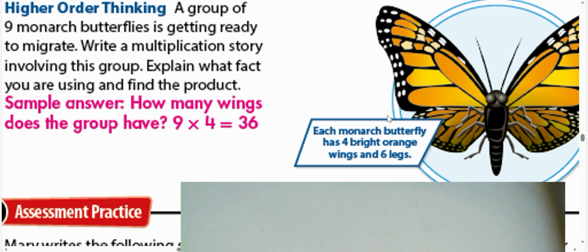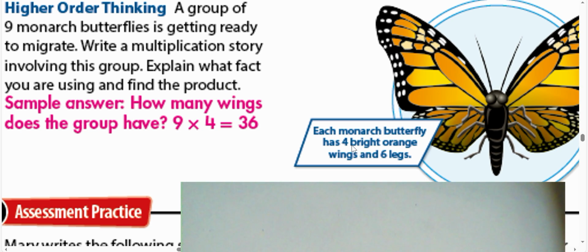Simple answer. How many wings here? We can write 9 times 4 equals 36. How many wings does the group have? 9 times 4 equals 36, because each butterfly has 4. Each butterfly has 4 bright orange wings and 6 legs.